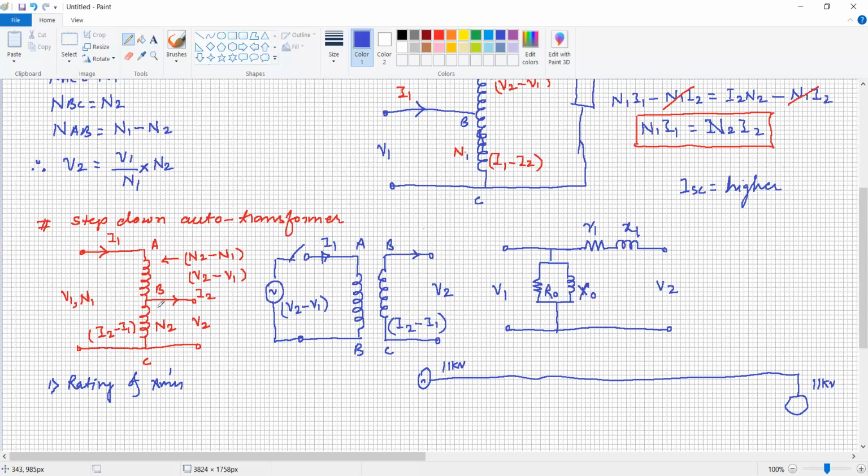So there are two types of KVA ratings. The KVA rating is equal to the KVA transformed by the transformer action plus the KVA conduction. So there are two ratings: the transformer action rating and the conduction rating. Okay, thank you. Next time, we'll see these points in the auto transformer.